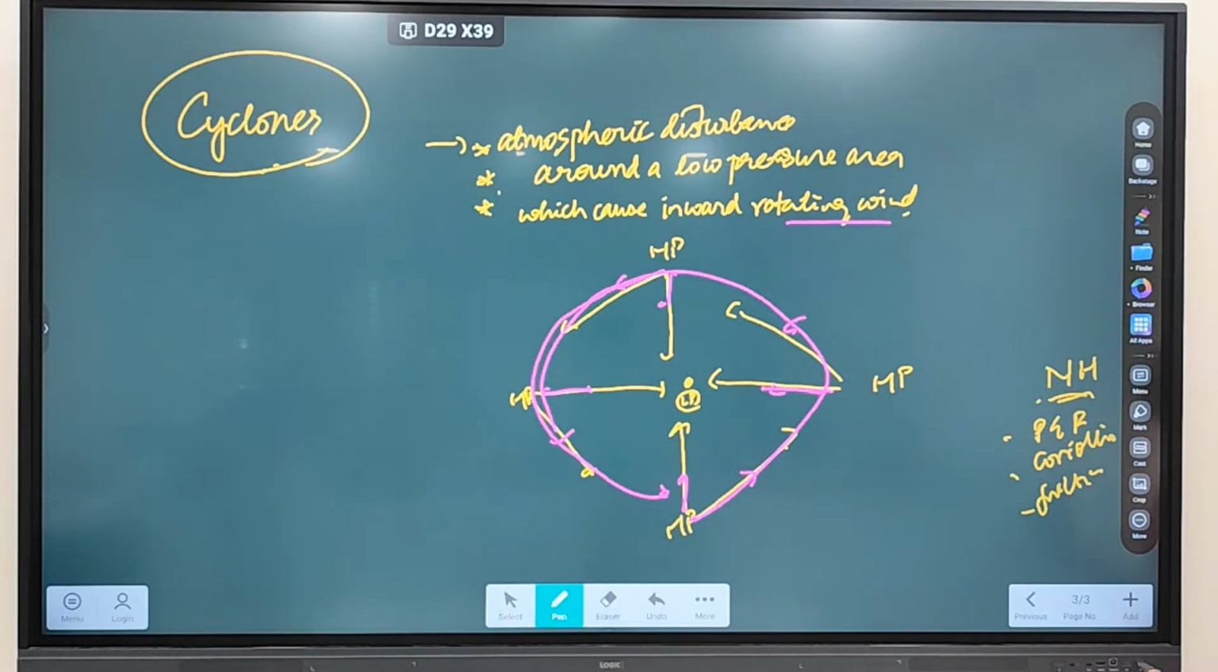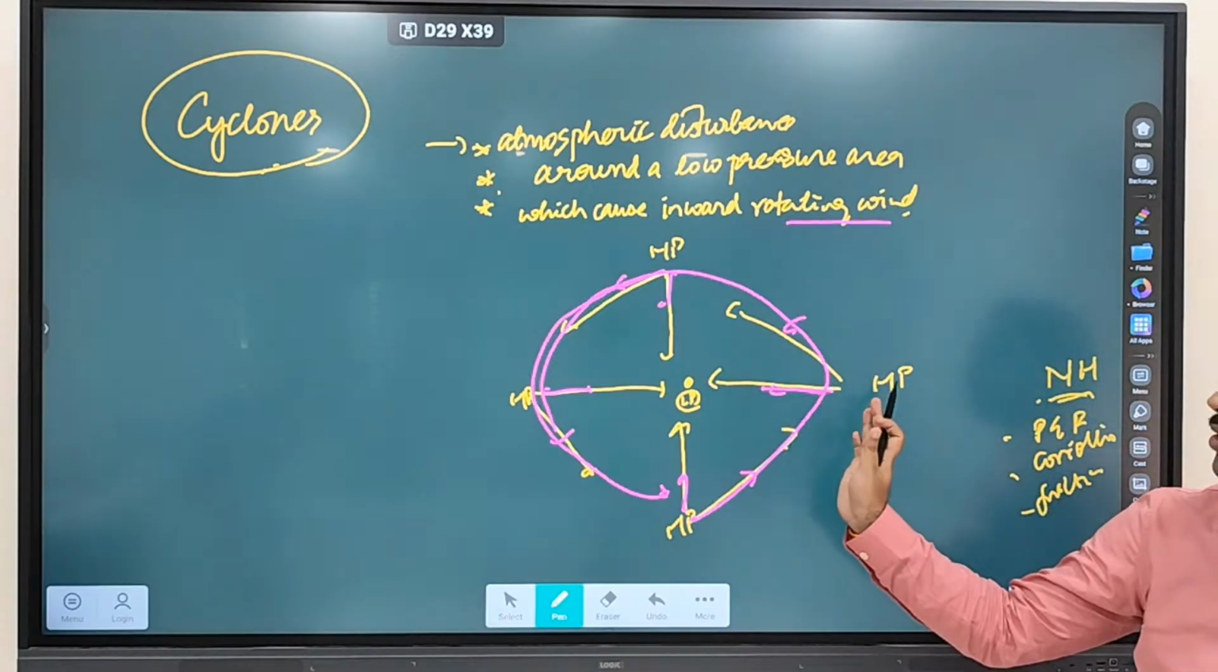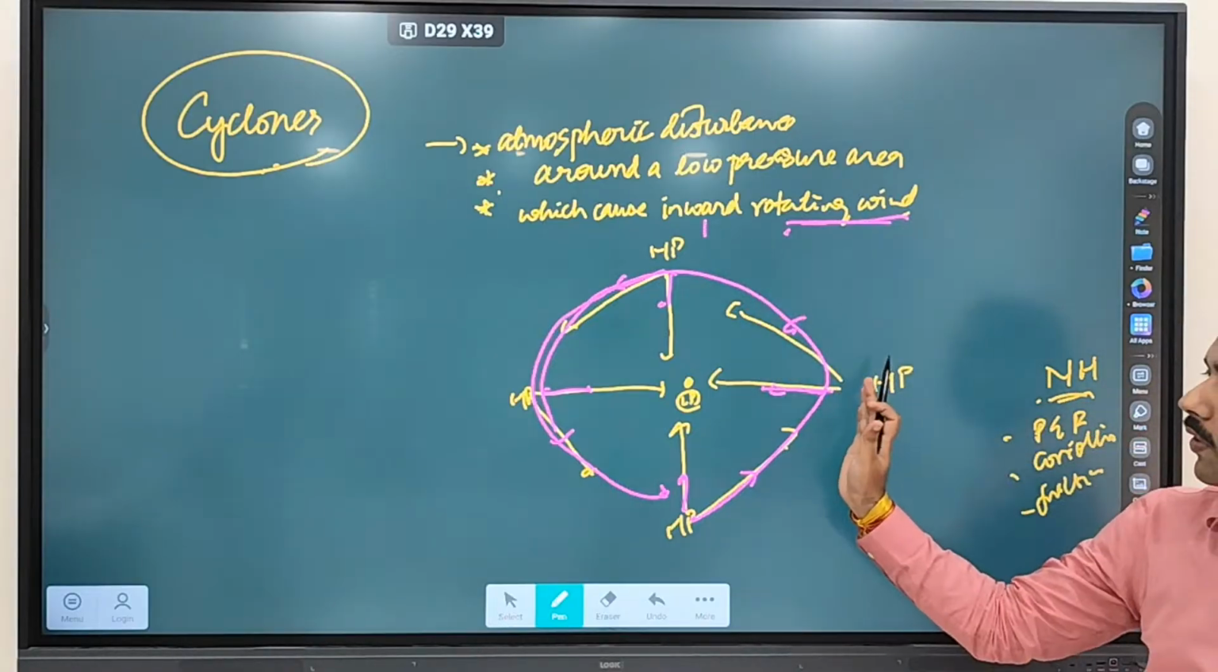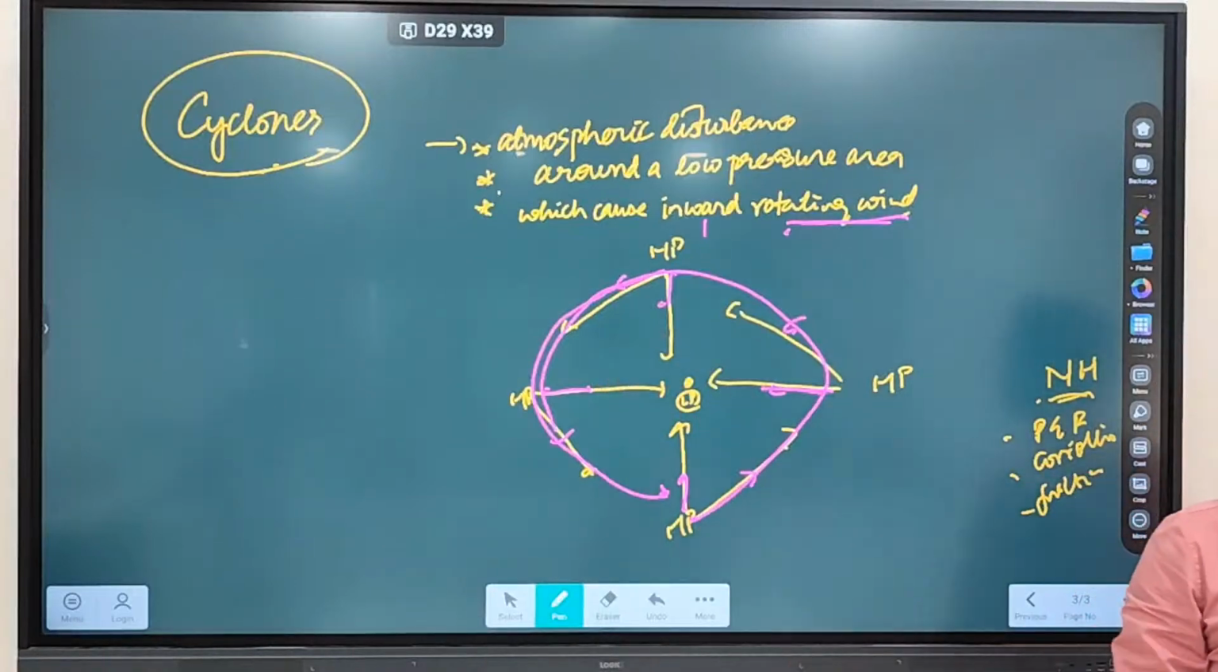So what is a cyclone? How do you define this term? It is an atmospheric disturbance around a low pressure area which causes which type of wind? Inward rotating wind. Fine. So this low pressure zone is being created. Around this low pressure, you'll see rotating winds. Why are these rotating winds there? Because wind is trying to move in the inward direction. This is what a cyclone is all about.